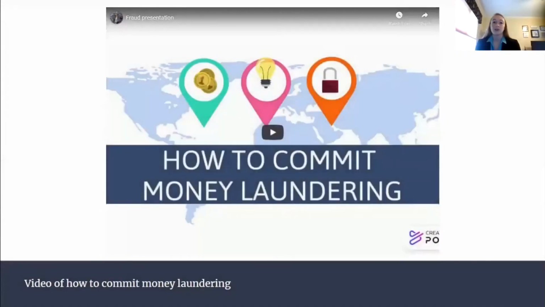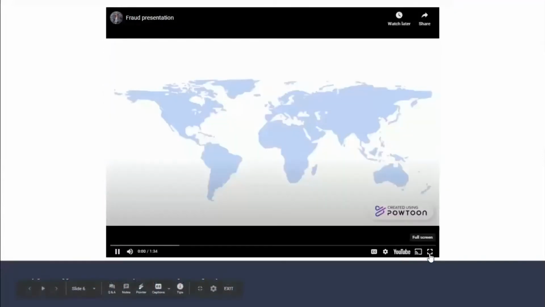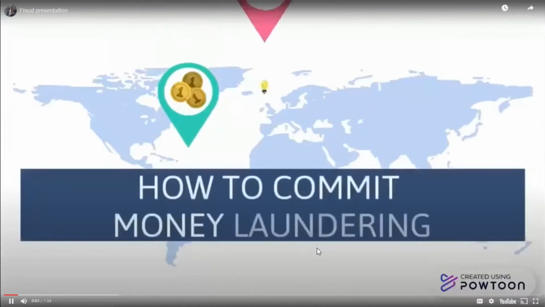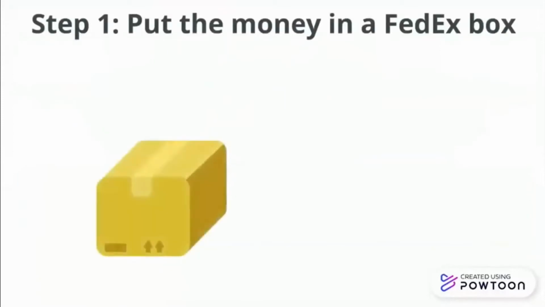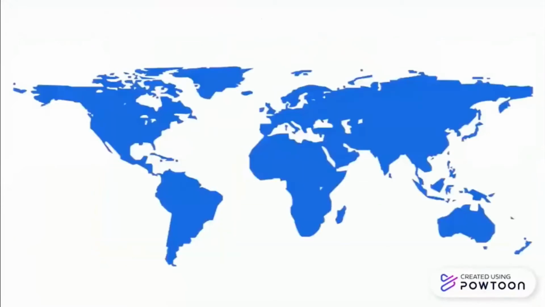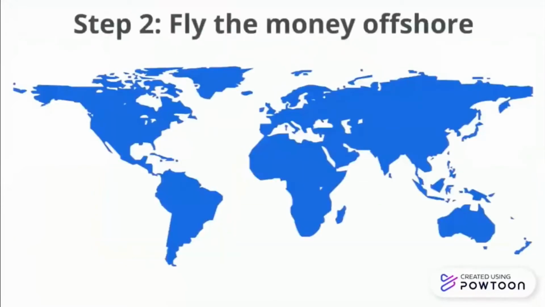Now I'm going to show you a video that I created that talks about one way in which you can commit money laundering. This video is going to show you one of the ways in which you can commit money laundering. The first step is to put the money into a FedEx box, which typically holds about $200,000. Next step is to fly with the money to a foreign country, which will protect your privacy.